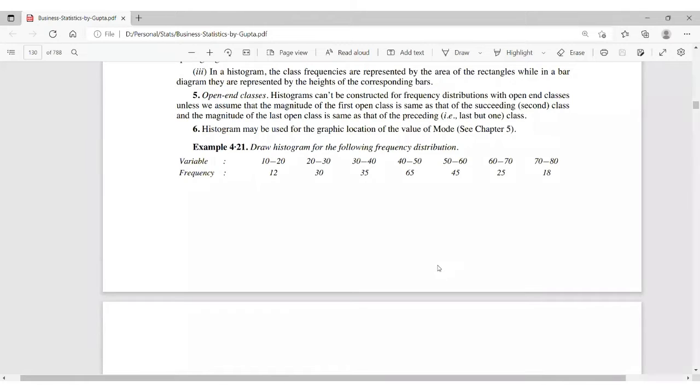Now, see this one. Draw the histogram of the following frequency distribution. Given is the variable, then the second column is frequency. Variable: 10 to 20, 20 to 30. See, in this variable, all the data have equal classes, the same classes, an interval of 10. 10 to 20 has a difference of 10, 20 to 30, 30 to 40, and so on. Second one is frequency, the corresponding frequency of the variable of the class.